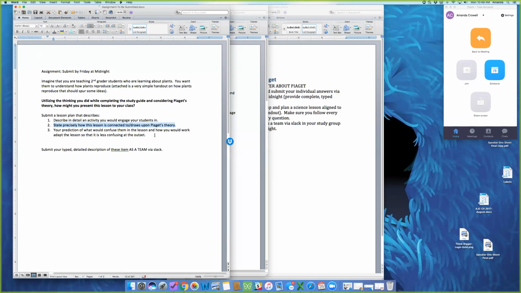And then I want you to predict what would be difficult about this lesson and how you would adapt your lesson so that it becomes less confusing. Now, you can include in there your instructions for how you would introduce the idea to the kids. You can talk about moving people around the classroom. You can include diagrams about how people would move around the classroom.